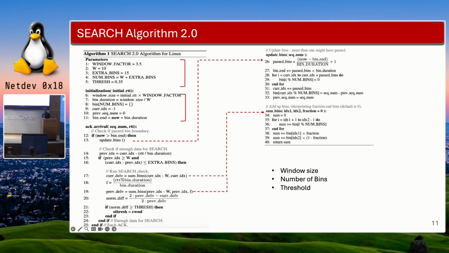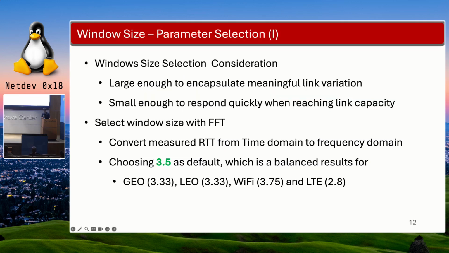So the challenging part here is we need to decide the window size, how large the window is, and we need to decide how many bins we want. And we need to decide the first exit threshold. I'll start from the first one: how large is the window?